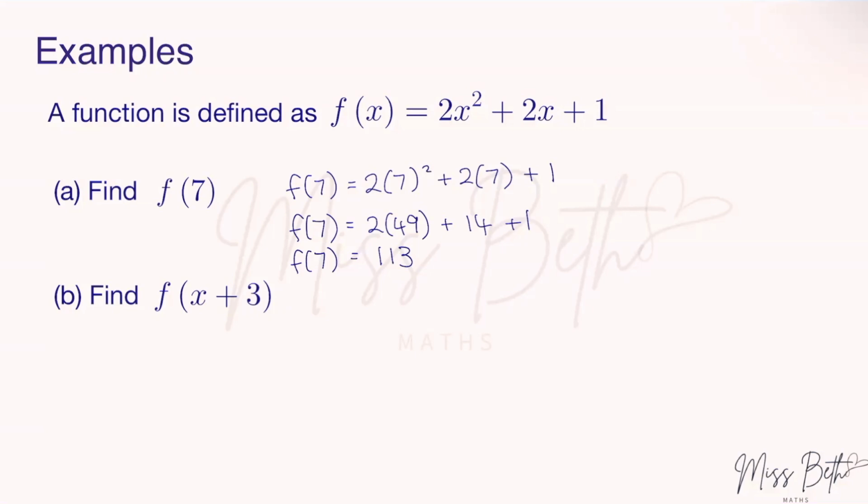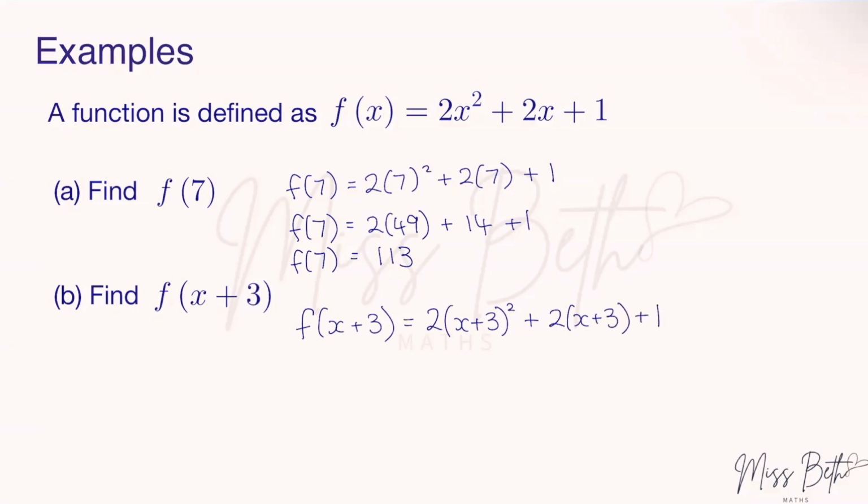Okay, moving on to part B. So find f of x plus 3. Now, of course, this is slightly more complex in that it's algebraic, but you still follow the same method, okay? We are still replacing the x of the function with whatever we have inside the brackets. So here I would write f of x plus 3 is equal to 2 lots of x plus 3 all squared plus 2 lots of x plus 3 plus 1.